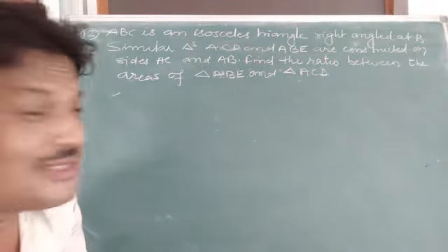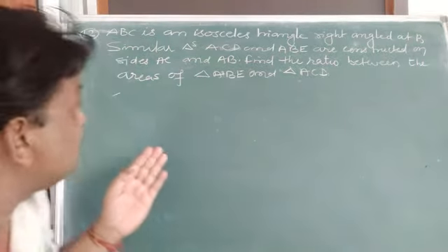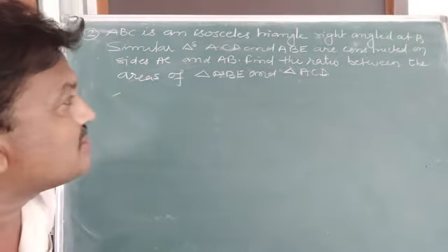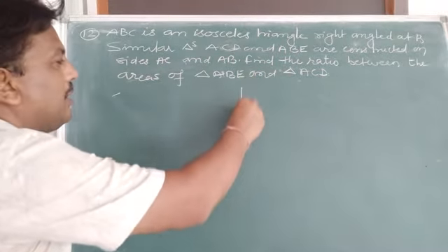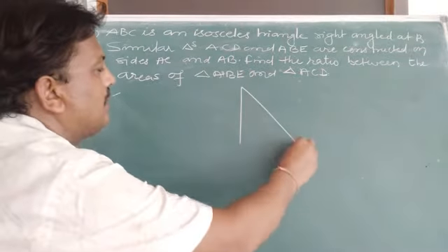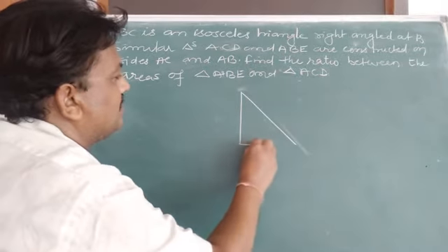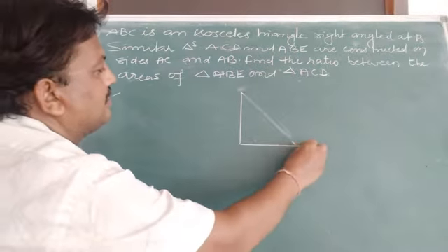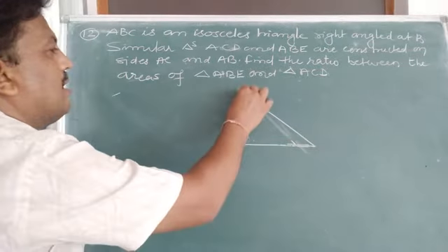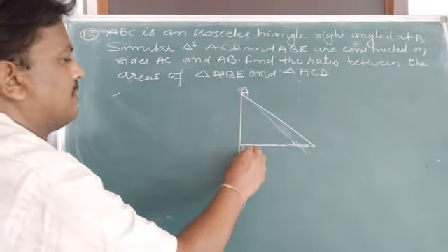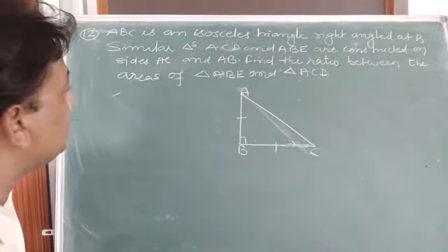Hi children. Children, we are going to solve question number 12. What this question says: ABC is an isosceles triangle, right angle at B. So let's make it. ABC is an isosceles triangle, right angle at B. Isosceles means this and this side are equal, children.